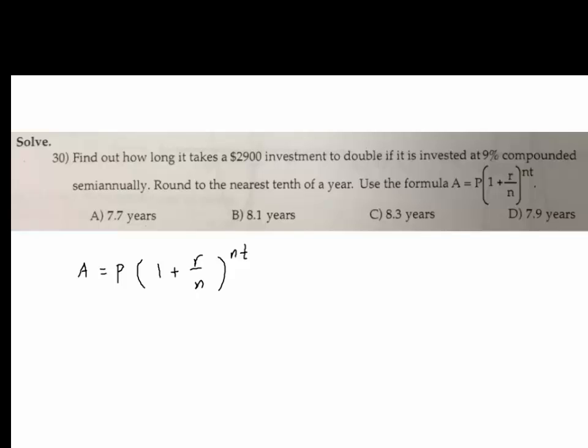Sebastian typed 2,900 times 2. Yeah, that's it. 2,900 is the principal, the P, how much we're investing. So 2,900 would be how much money we're putting down. Does that make sense so far?